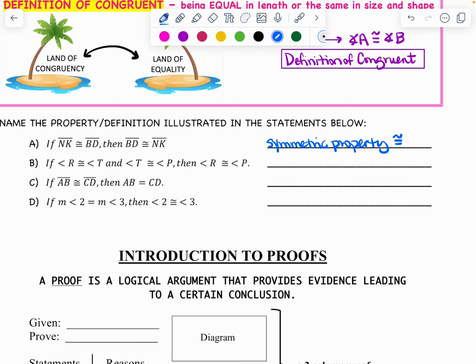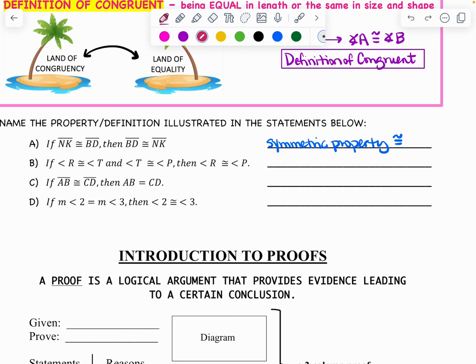Now, you don't have to write of congruence if you don't want to. You can just put a congruency symbol after it. That's totally fine with me. But you do have to put the congruent symbol because if you don't tell me whether it's the symmetric property of equality versus congruency, I'm going to take a point off.